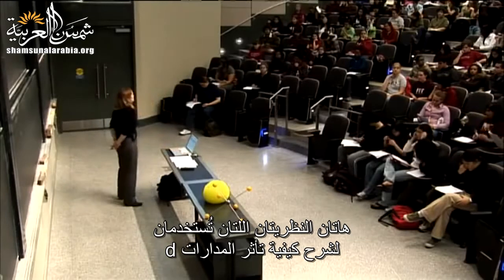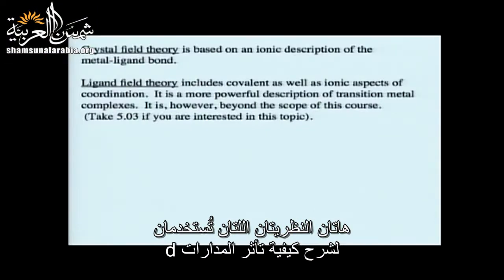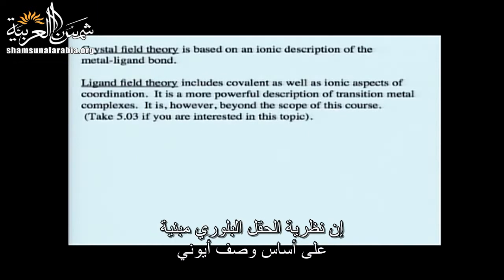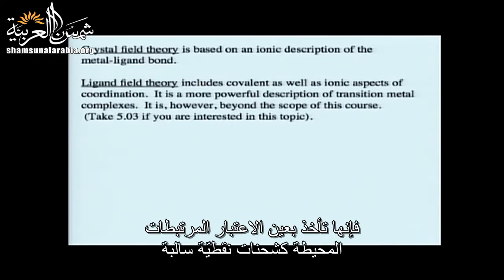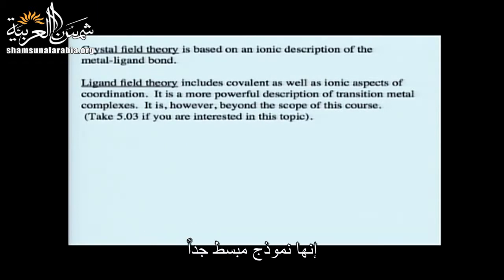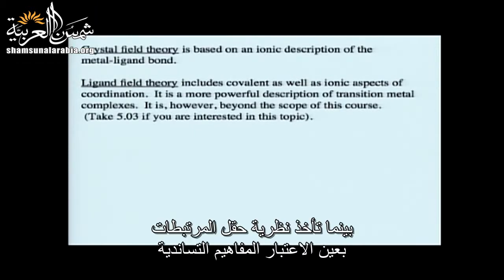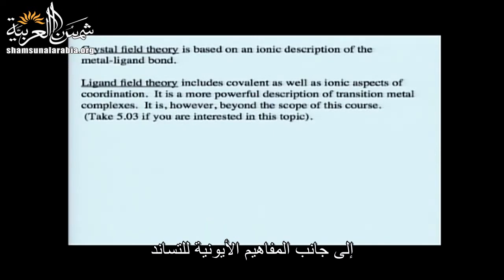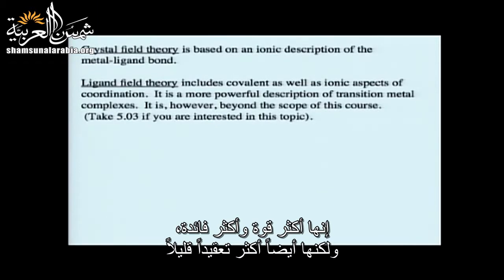Between these two theories that are used to explain how the d orbitals are being affected, crystal field theory is based on an ionic description. It considers the ligands as negative point charges. It's a very simplified model. Whereas ligand field theory considers covalent as well as ionic aspects of coordination. It's more powerful, it's more useful, but it's also a bit more complex.